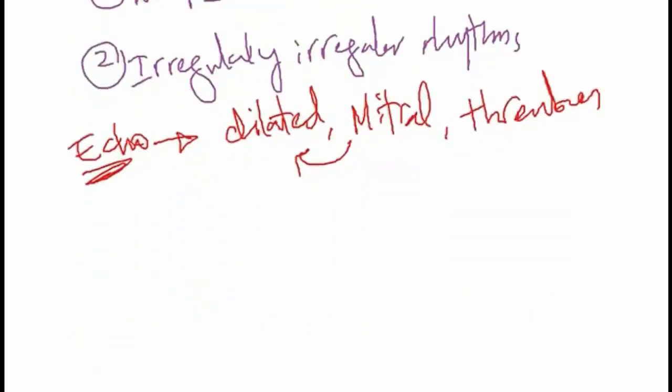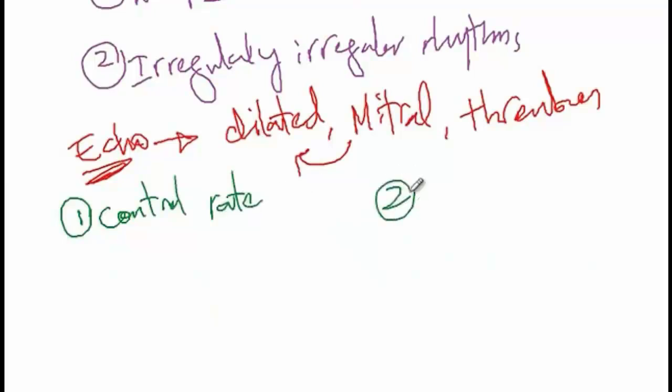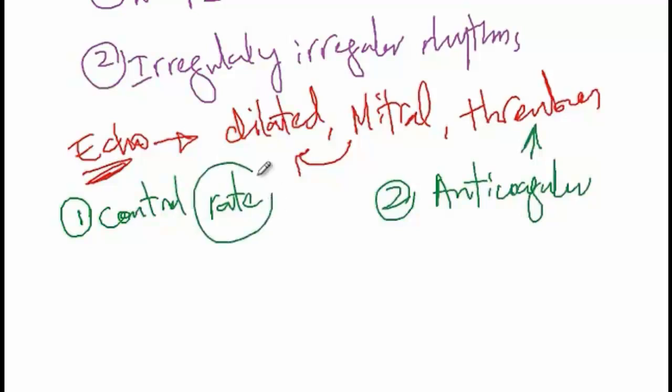Now, for the treatment of these patients, the goals are 1, to control the rate, and 2, to anticoagulate. So since there is blood stasis in atrial fibrillation, there is a higher risk of coagulation and thrombus formation, and so you will have to anticoagulate these patients. And then for the rate, you would like it to be less than 110.